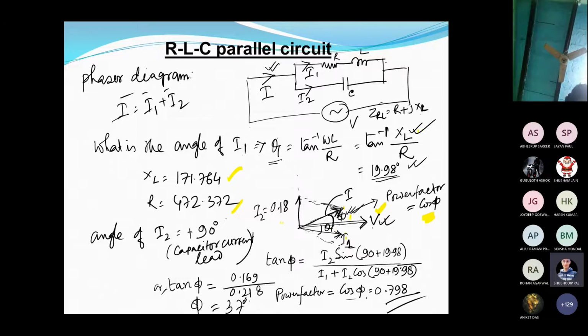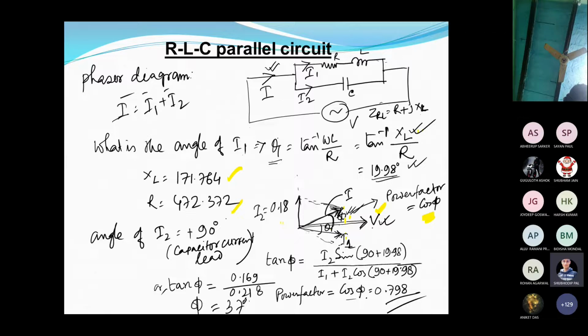And how to calculate this phi? This formula is very simple. You have used this formula in your plus 2 level. Using this, we are calculating the net phi value. So this is the phasor diagram. From the phasor diagram, you can calculate what cos phi is equal to.